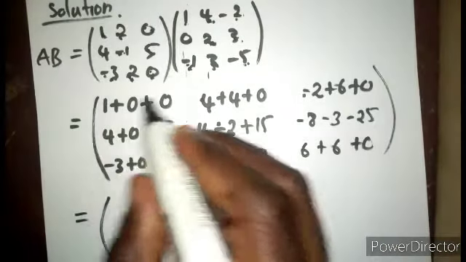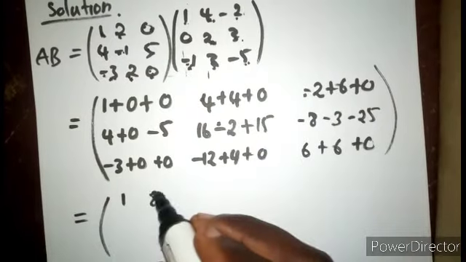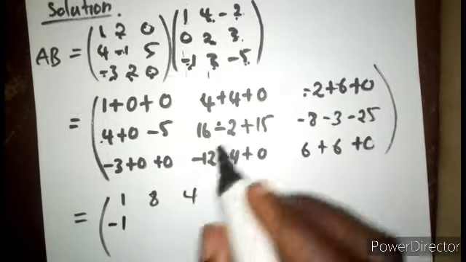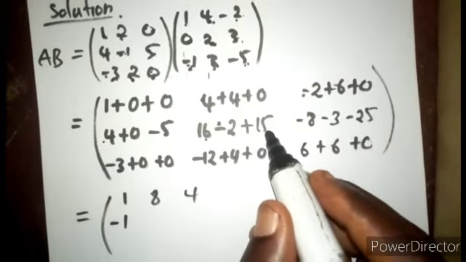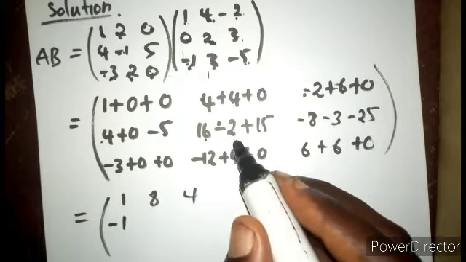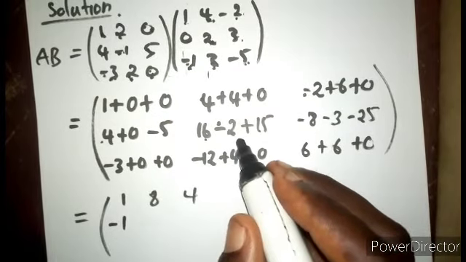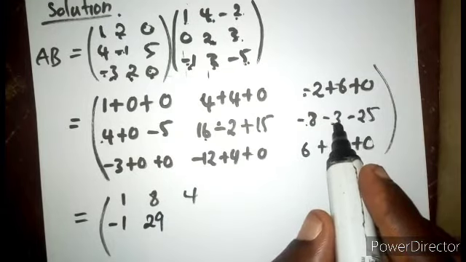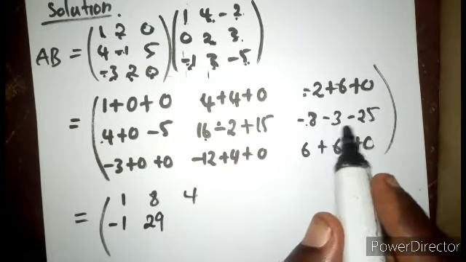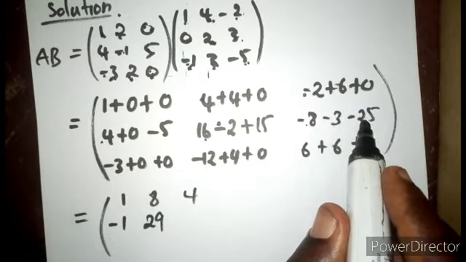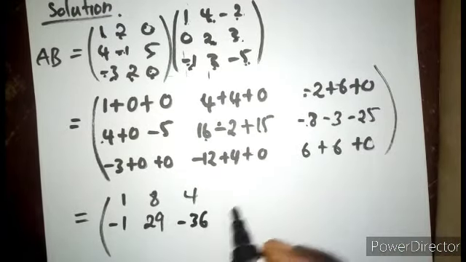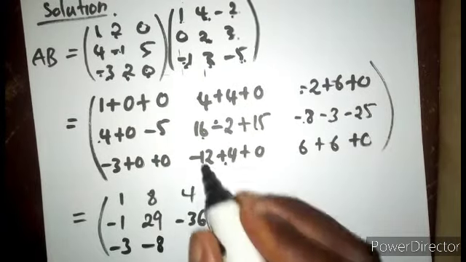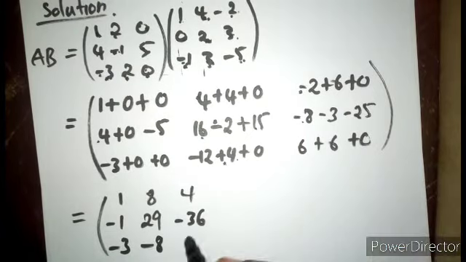So we see we have 1, that's 1, this is 8, this is 4, this is -1, 16 plus 15, that's 31, 31 minus 2, that's 29, minus 8, minus 8, that's -10, -25 -3 is -36. Here we have -3. Here we have -12 plus 6, that's -6, and 12.